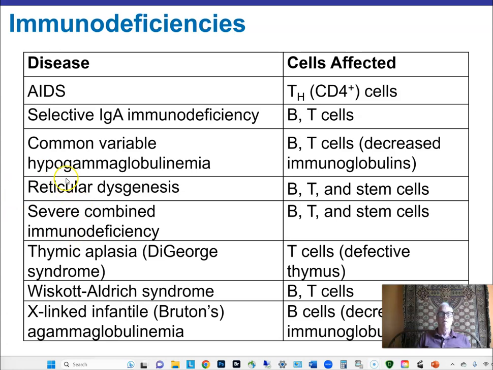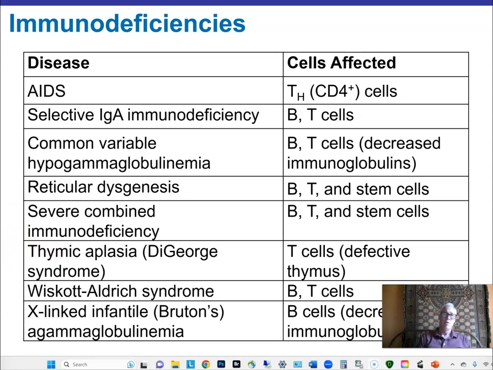So anyway, all these different ones: reticular dysgenesis, not making the immune tissues, right? The reticular tissues are the lymph nodes and the spleen and the tonsils and all those different tissues where all those white blood cells live. And if they don't develop properly, you don't have the immune tissue that you need, and you don't have good immunity.